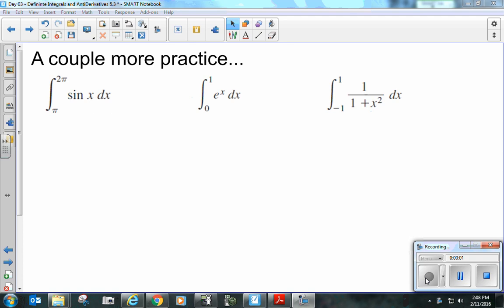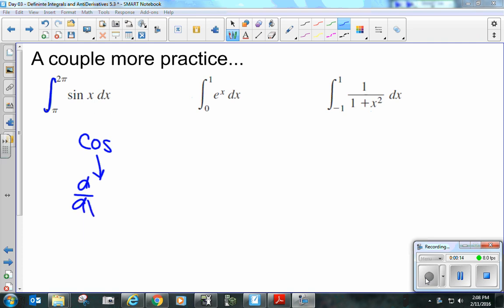We started out with practicing a couple of these, and let's go over them. The integration of sine of x is, well, if I say cosine, the derivative of cosine is negative sine x. This is positive. So if I have to flip this sign, I have to flip that sign. Cosine? Yes. So I've got to flip that sign, okay? It's the negative cosine of x from 2 pi to pi.